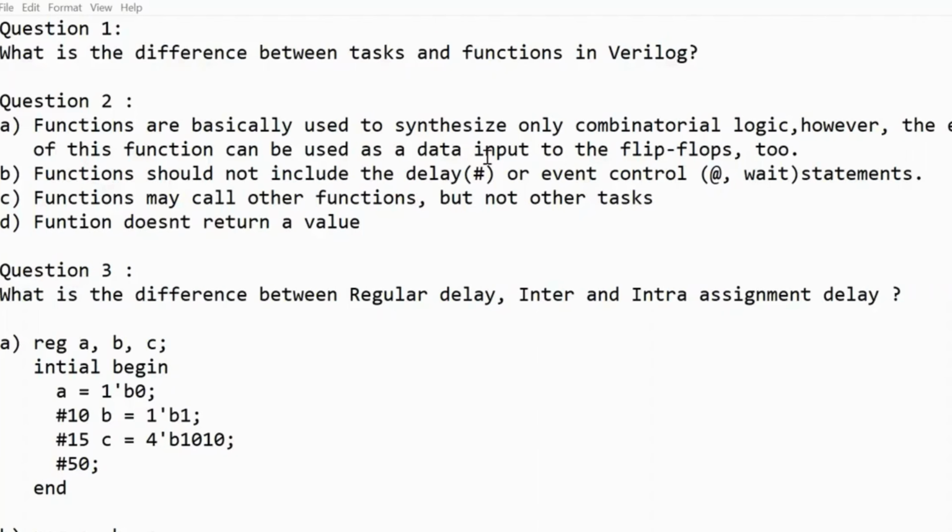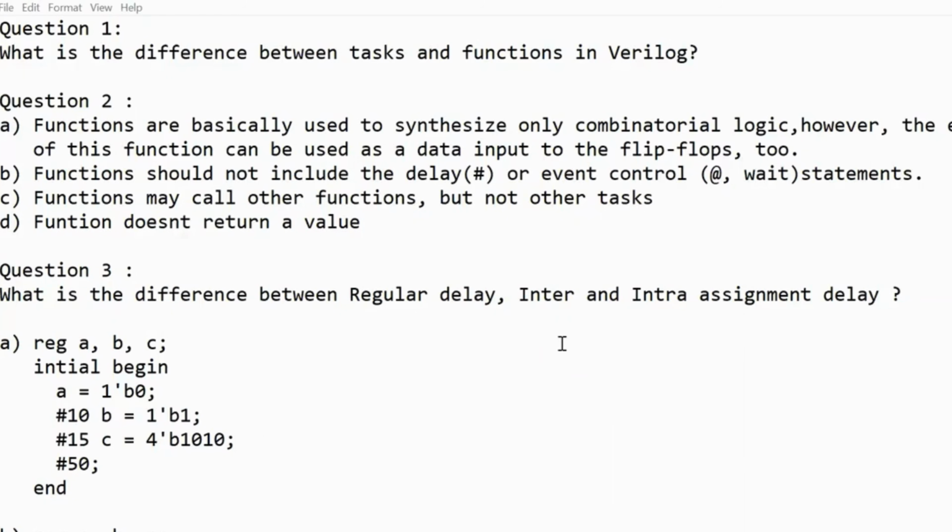What is the difference between task and functions in Verilog? Tasks are non-synthesizable. A function cannot contain simulation delay, whereas a task can have time delay. We can specify time delays for a task, like # delays, wait or event control statements, which are time control statements. But a function won't accept those things.